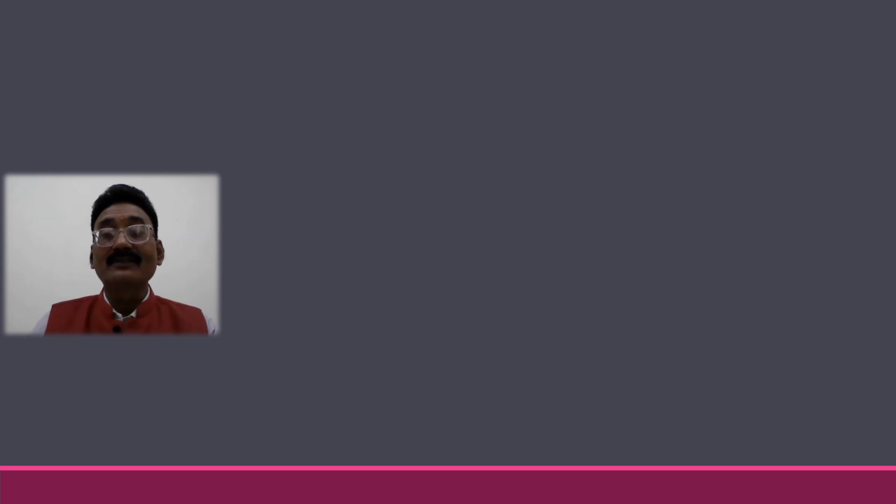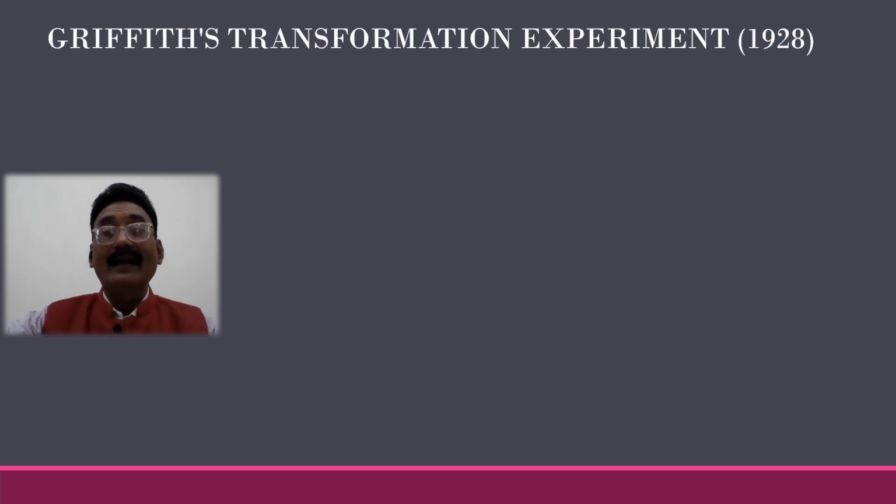Griffith's transformation experiment in 1928 was the first among them. Frederick Griffith conducted an experiment with bacteria that provided the first hint that DNA might be involved in the genetic material. He worked with two strains of the bacterium Streptococcus pneumoniae, a virulent disease-causing strain and a non-virulent strain.